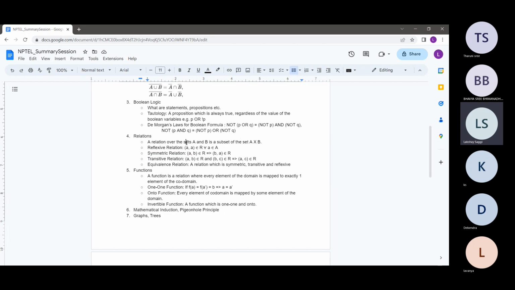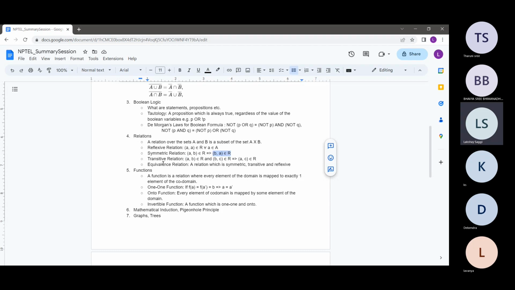Note that relations are generally ordered. If I am defining a relation over sets A and B, it means it's a subset of the set A cross B, and the sets A cross B and B cross A are different sets. So (A, B) and (B, A) are distinct objects. If (A, B) belongs to R, it doesn't necessarily mean that (B, A) will belong to R. But for a relation to be symmetric, this should hold true: if (A, B) belongs to the relation, then (B, A) should also belong to that relation.